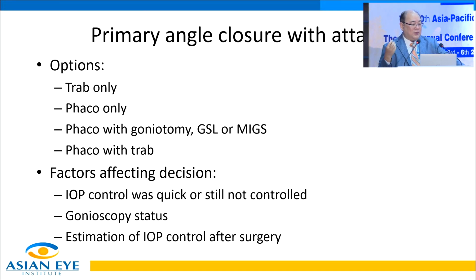So the factors affecting your decision are, number one, if you were able to control the IOP quickly, then there's a good chance that the TM is still functioning. No? So you might just need to do a phaco. But if still uncontrolled and very high, then you kind of need to find a way to solve this synechia. So the gonioscopic status is important, and your estimation of IOP after surgery is important.